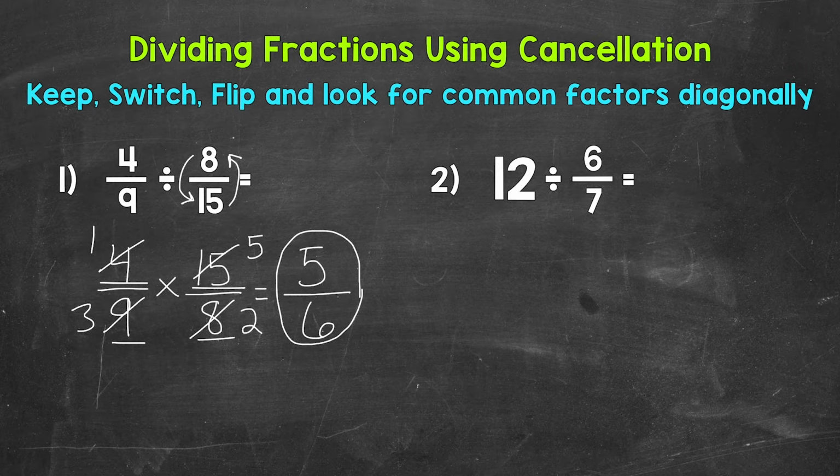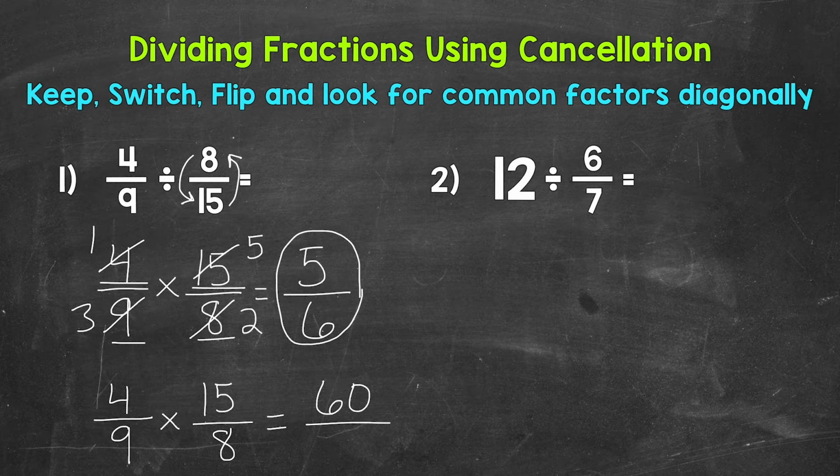So keep, switch, flip. So keep 4/9, switch to multiplication, and then flip 8/15. So now we have 15/8. Let's multiply straight across. 4 times 15 is 60. 9 times 8 is 72. So we get 60/72. Now that's different than the answer above. That's because we haven't simplified yet.